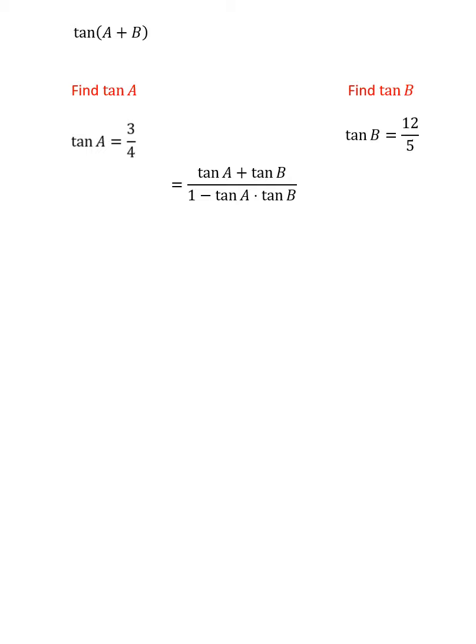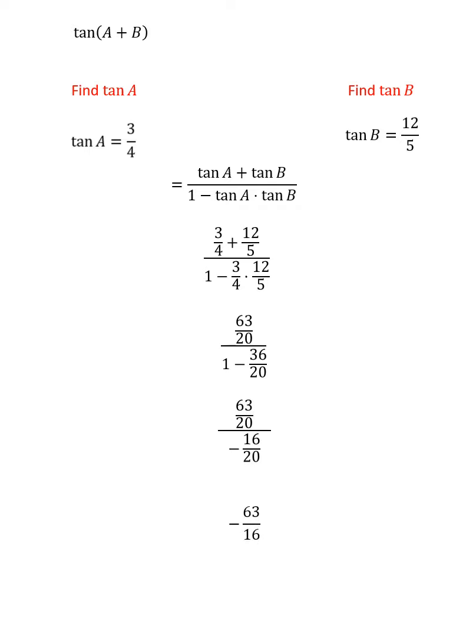All I have to do now is plug in what I know for the tangent of A and plug in what I know for the tangent of B, and all I've got now is one big ugly fraction mess. I've shown you some of the work here, not all of it. If you want to hit pause and examine it, you can. Otherwise, suffice it to say that the answer is negative 63/16 for this first part of this problem.